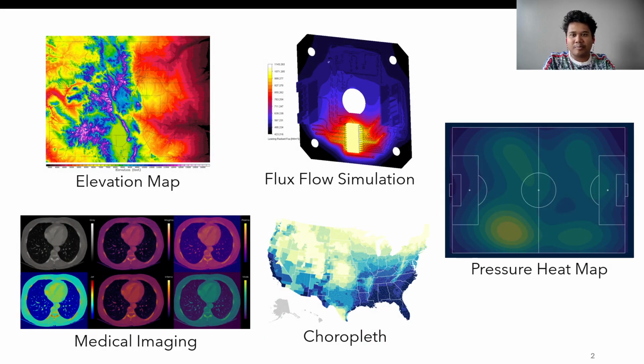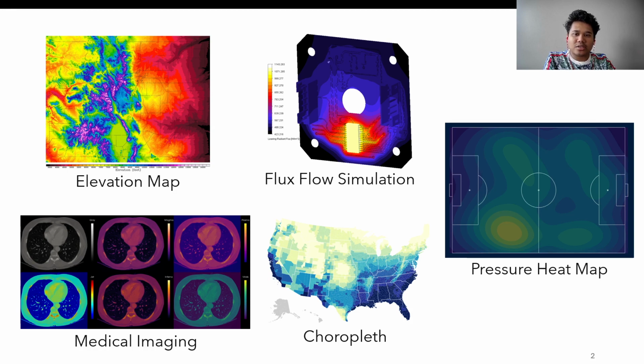When used effectively, color can help communicate complex quantitative information and can be used in a variety of fields, such as the elevation of a location, the flux flow simulation in a printed circuit board, and in medical imaging to detect anomalies. Crucial data can be missed when appropriate color maps are not used.